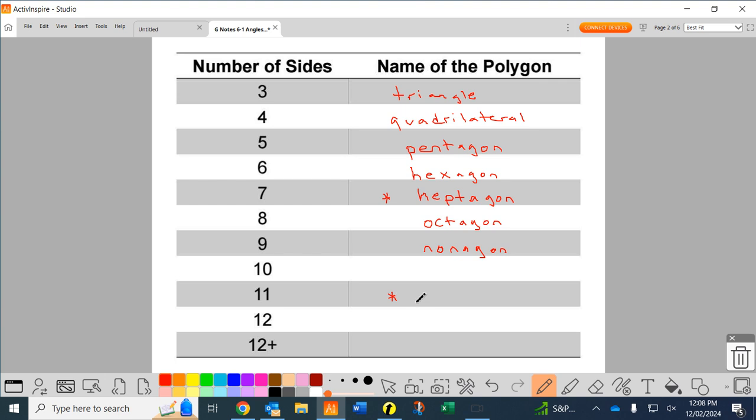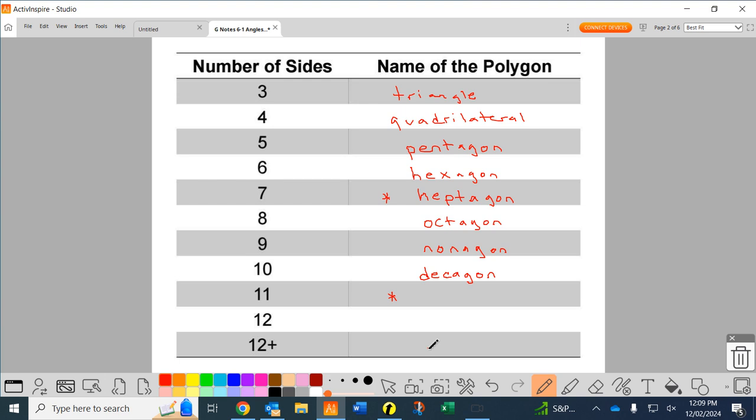Okay. Now 10 is used from another language's word for 10. It's called a decagon. Like a decade is 10 years long. Decagon. A decade is 10 years. A decagon has 10 sides on it.